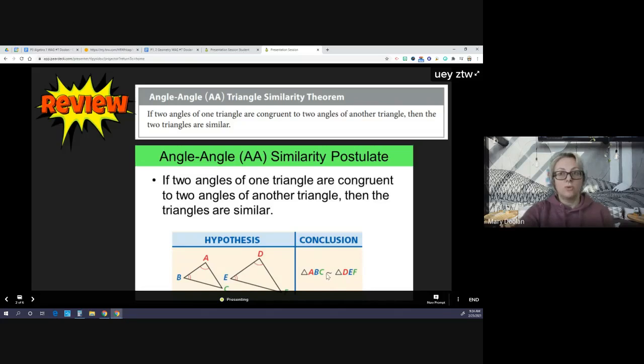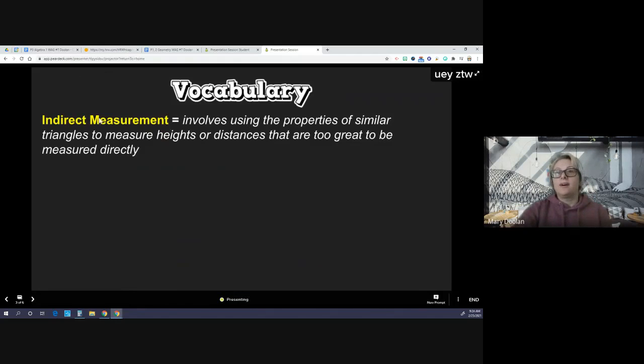And this little wavy symbol here, that's the similar symbol. The congruent symbol is different. You have the wavy part and then the equal sign for congruence, but when it's similar, it's just the wavy part. Look at that, we're already halfway through.